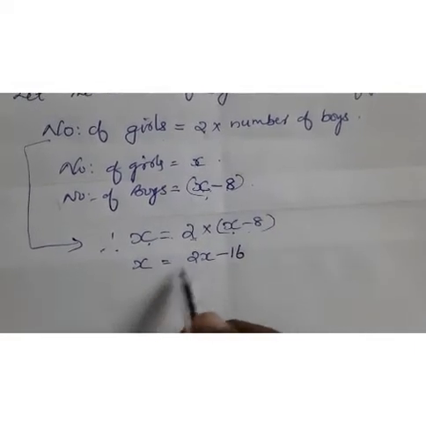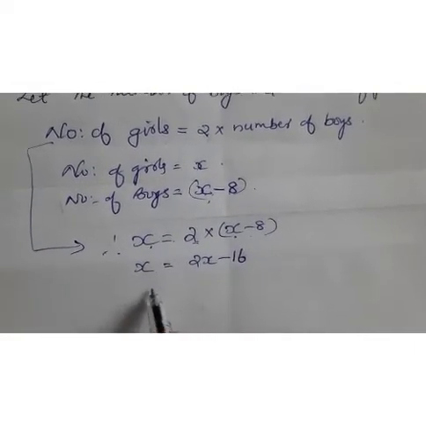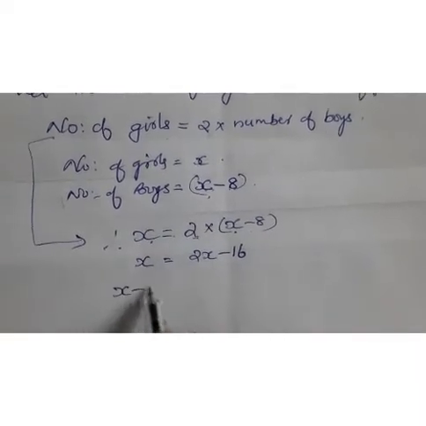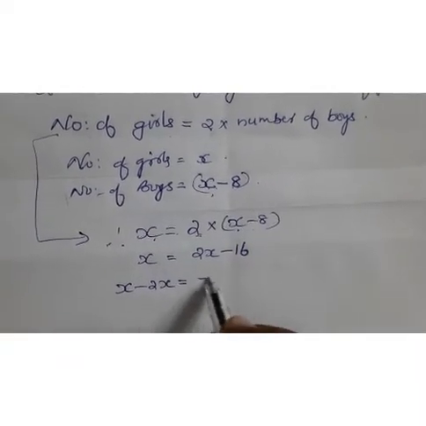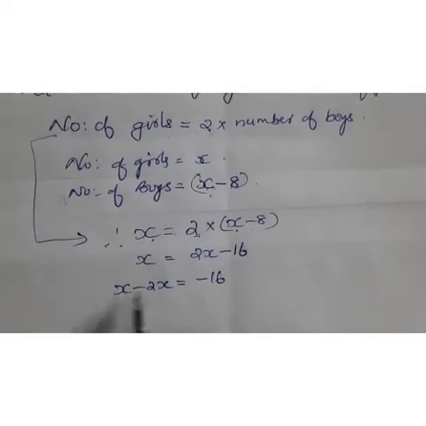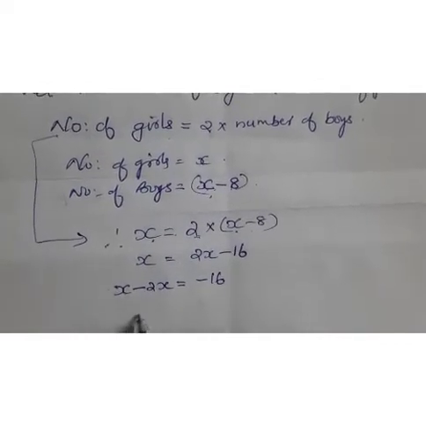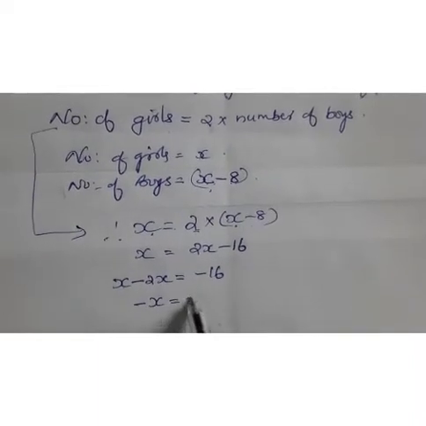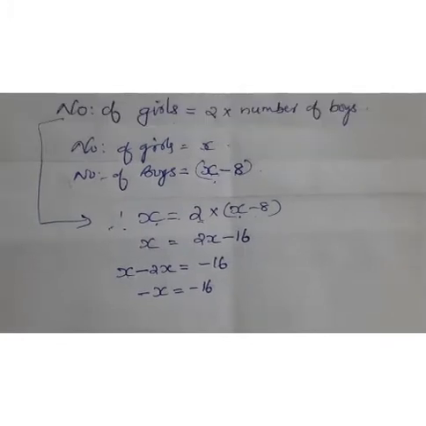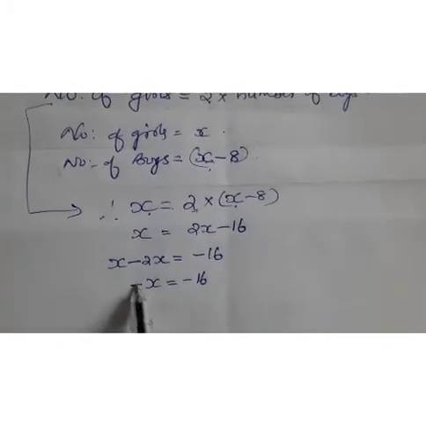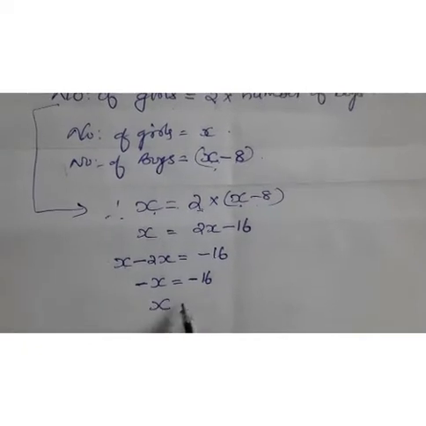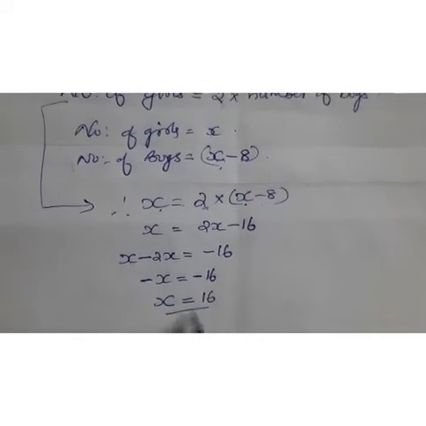Then the same variables, keep them on one side. x minus 2x equal to minus 16. Here 1 minus 2 is minus 1. So minus x is equal to minus 16. Both sides are negative, so you can keep it as positive. So the x value should be 16.